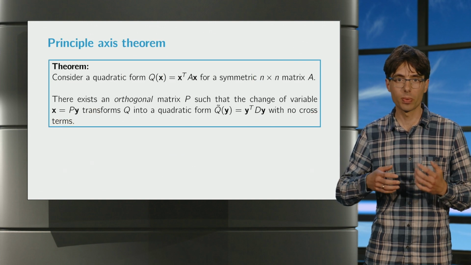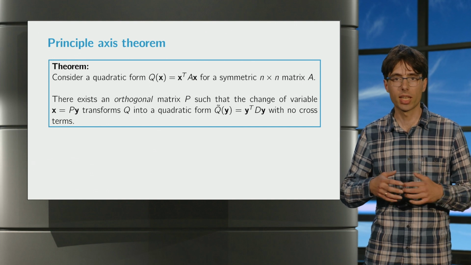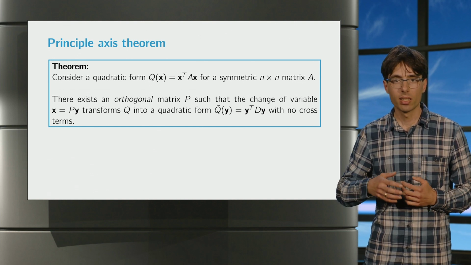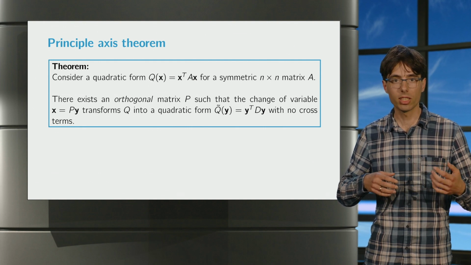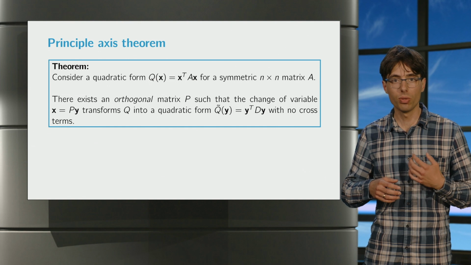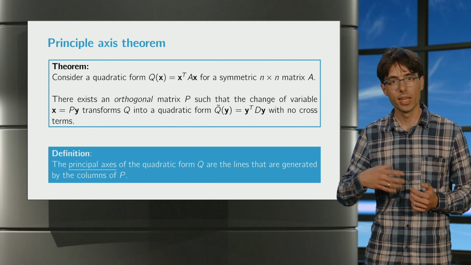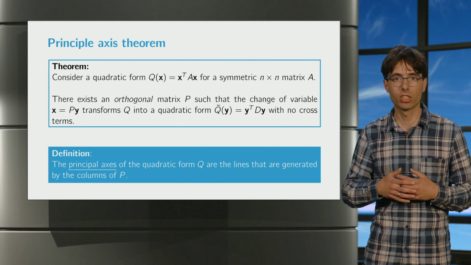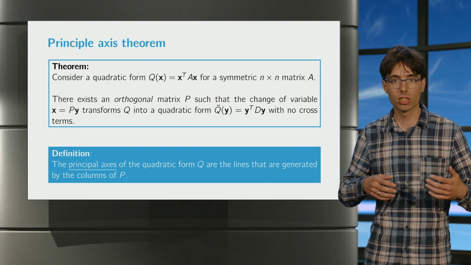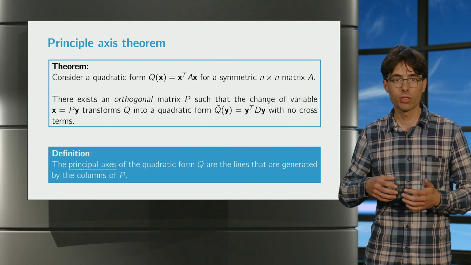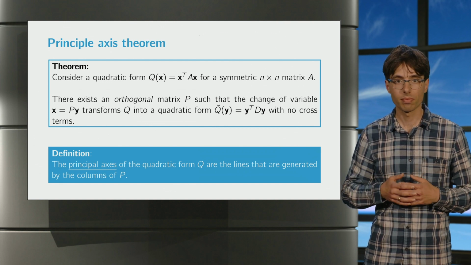Indeed, we consider a quadratic form q of x is x transpose Ax for a symmetric n times n matrix A. Then there exists an orthogonal matrix P such that the change of variables x = Py transforms Q into a quadratic form with no cross terms. This result is known as the principal axis theorem, and the lines generated by the columns of P are called the principal axes of Q. We will prove this result by algorithmically constructing this matrix P.